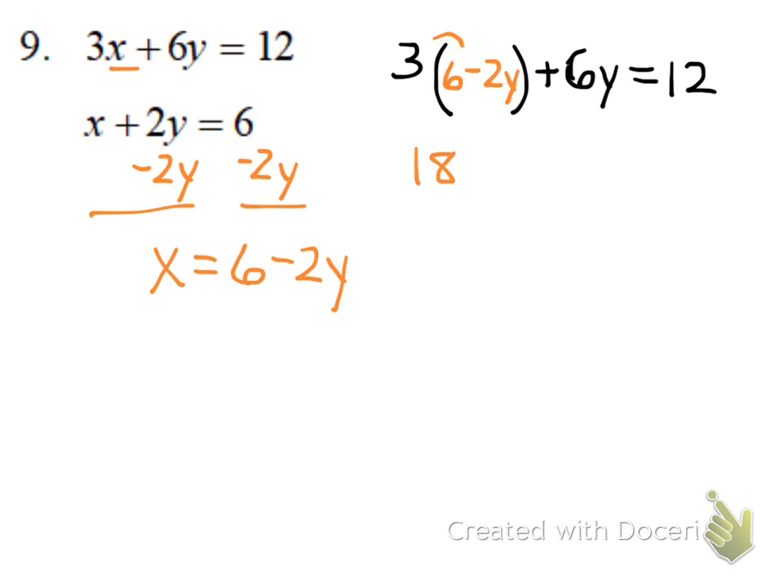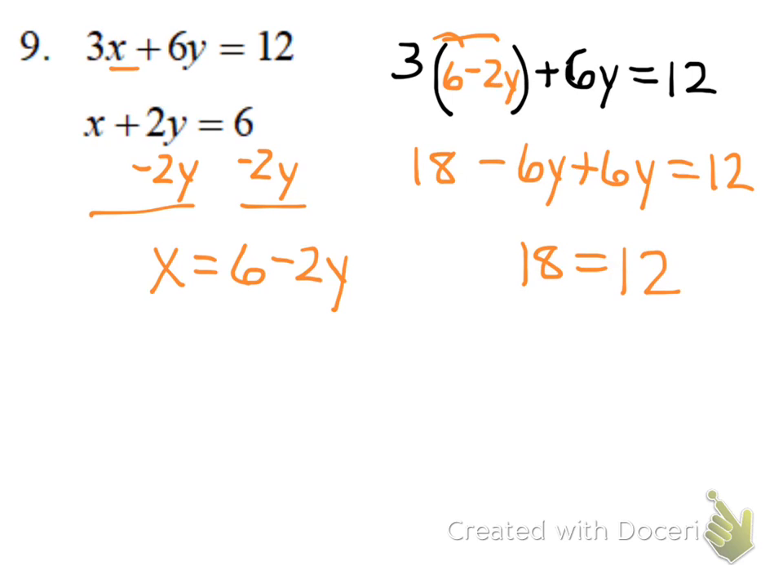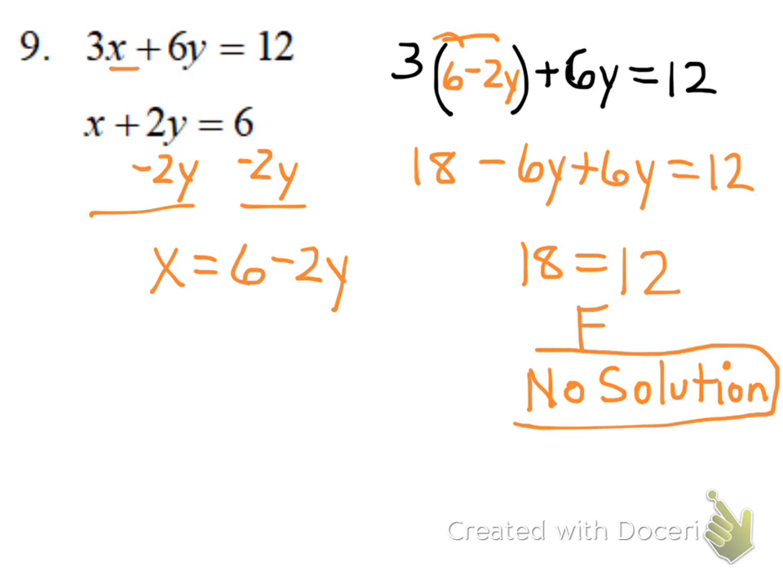Distribute. 3 times 6 is 18. 3 times negative 2y is negative 6y. Now we're going to combine like terms. Negative 6y plus positive 6y is 0. It's eliminated. Now we have 18 equal to 12. That's a false statement, so think about the first 3 that we did. This is going to fit no solution. These lines are parallel. They never intersect. So there's no point that satisfies both equations at the same time.